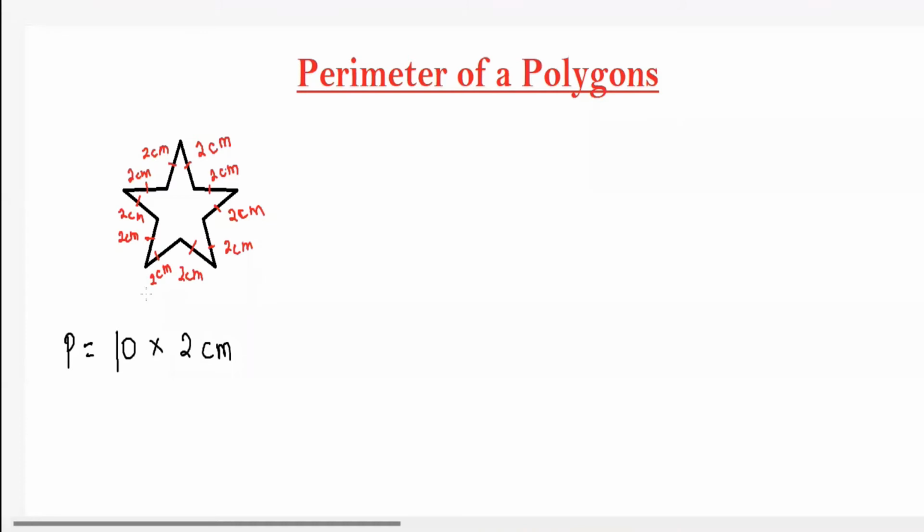So, remember, saan nga natin nakuha si 10? Where did we get 10? From how many centimeters the star has? Or in short, these are the numbers of sides na meron tayo sa ating polygons. So, ilang sides ba meron yung ating polygon? That is 10 sides. Okay, and then yung 2 centimeters naman, yan yung measurement natin for each side.